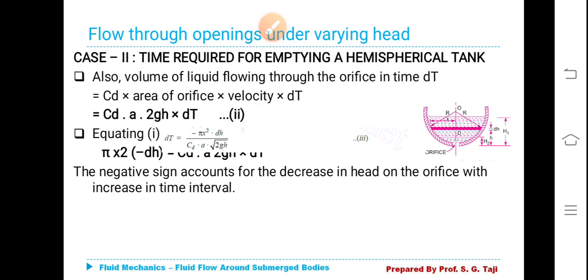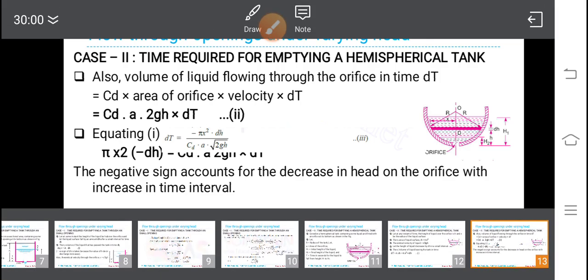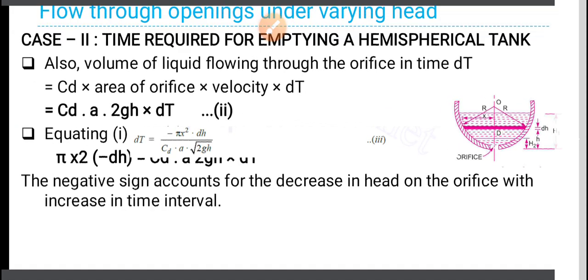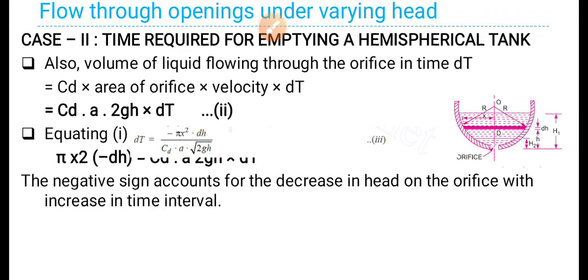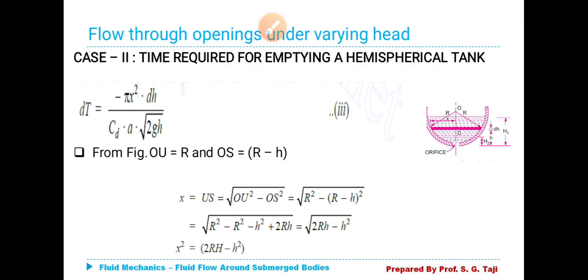Also, the volume of liquid flowing through the orifice in time dt is equal to Cd multiplied by area of orifice into velocity into dt, that is equal to Cd multiplied by A multiplied by root 2gh into dt, that is the second equation. Now equating 1 and 2, we get, here the minus sign accounts for the decrease in the head over the orifice with increase in time interval, that is similar to the previous case.